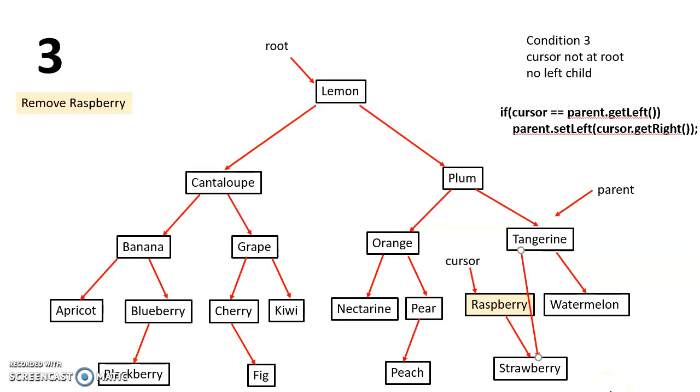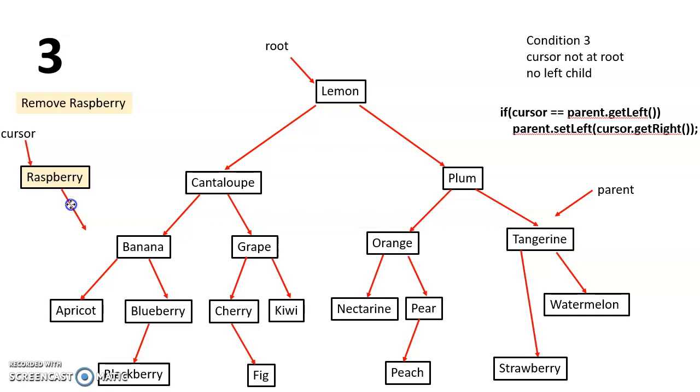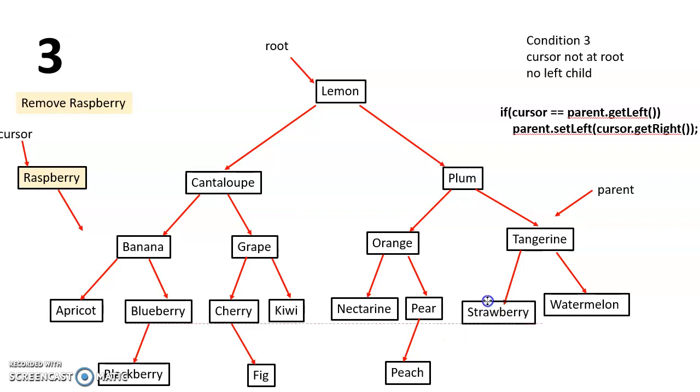And it's maintaining the search tree order. I'm sorry, maintaining the order because strawberry is before tangerine, so we're maintaining search tree order. What I will do is, let me just pull these out of the way. I'm just moving them off screen for a second, and then just logically, then the tangerine is now pointing to the strawberry.